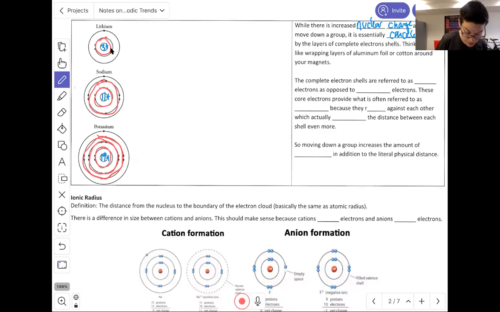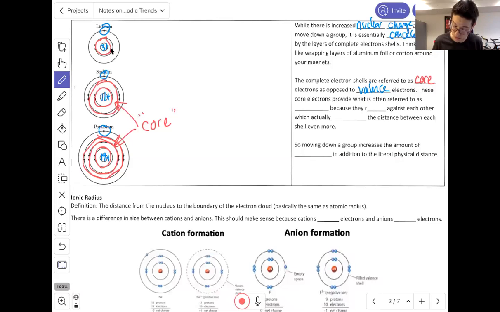So these complete electron shells, the ones in red, are referred to as core. They are core electrons because they're on the inside, like an apple core is on the inside. So you need to think about core as being on the inside. And that is different from your little valence electron. Valence electrons are the ones on the outside. So core electrons are like our shielding or cotton, and the valence electron is the thing we actually care about.